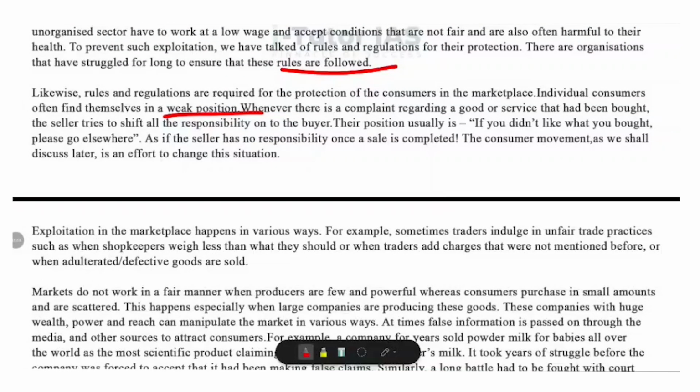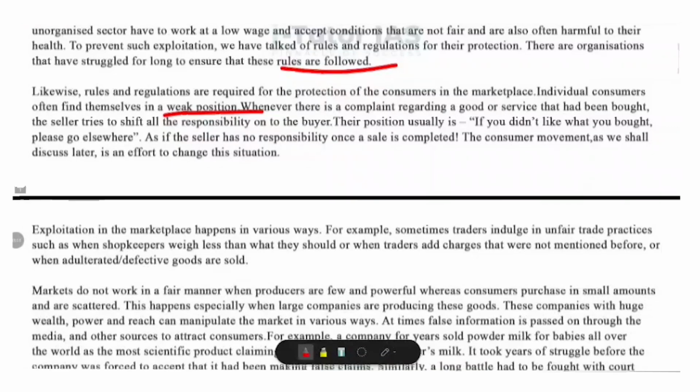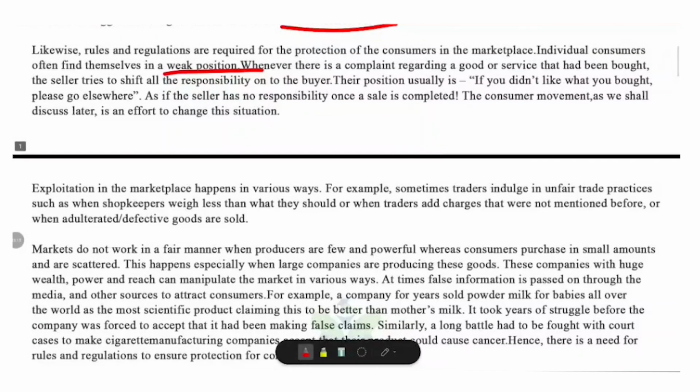Consumers often get cheated because of unfair trade practices by traders or shopkeepers. For example, less quantity than promised. For example, a shopkeeper weighs 900 grams instead of 1 kg and charges for 1 kg. So the result is the buyer gets less than what they paid for. And they also charge extra. Sometimes traders add hidden costs which were not told earlier. For example, buying a ticket online and suddenly service charges appear.